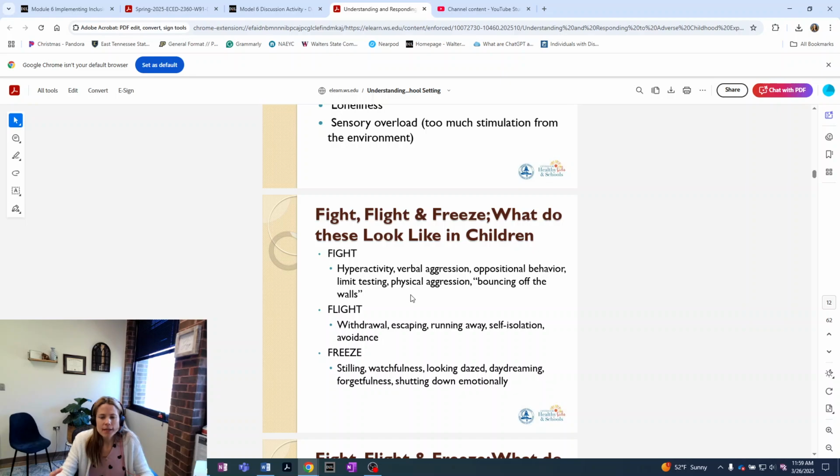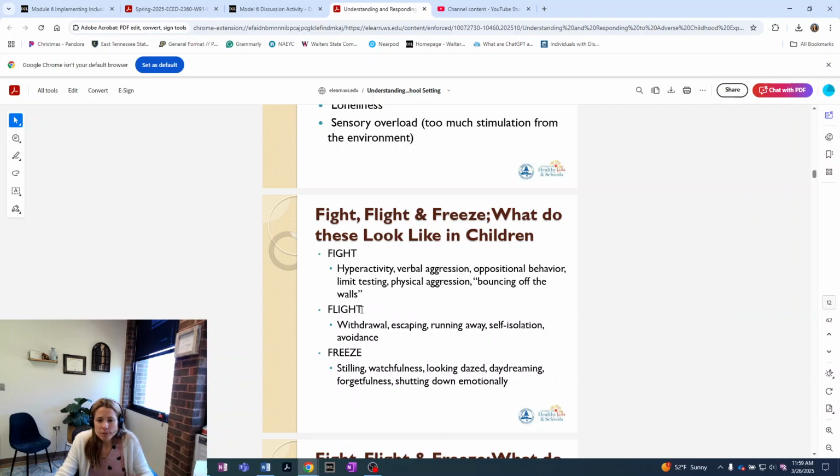So if they fight, this means that they could become very hyperactive, they have verbal aggression, oppositional behavior, they're going to test your limits, they may even have physical aggression, or they're bouncing off the walls. This is what we mean by fight. And it can look different in different students depending on the traumatic experience and the student as well, because we're all individuals. But that is what fight looks like.